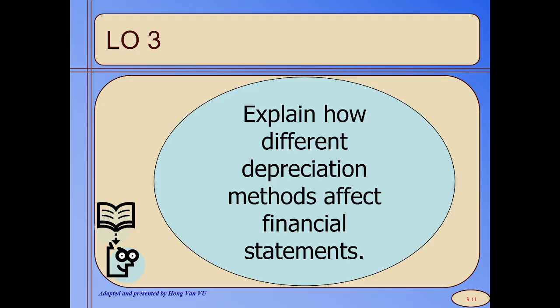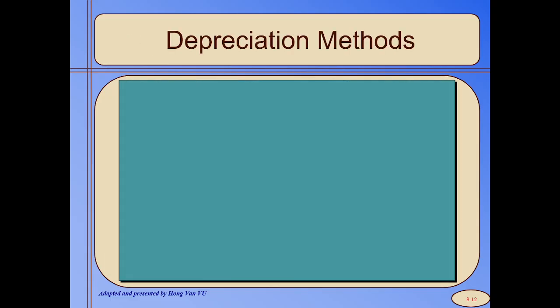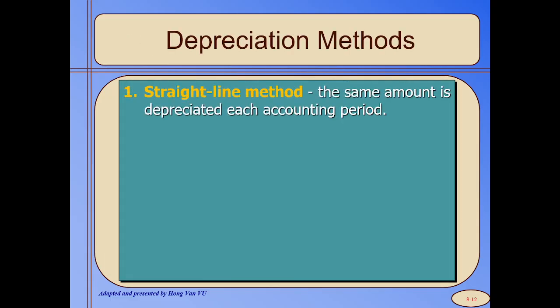In this chapter, we discuss how the different depreciation methods affect the financial statements. First, we have three methods of calculating depreciation expense of productive assets. The first method is known as the straight line method. Using this method produces the same amount of depreciation each period we use the asset. This is probably the most popular method in business practice today.